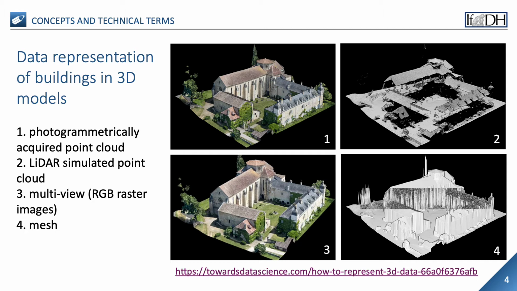Florent Poux has put these representations together very clearly in his blog, using the example of an abbey in southern France. On the one hand, there are 3D models in the form of point clouds, which were created either photogrammetrically or with a laser pulse-based scanner when flying over the abbey. Multi-view images in the form of RGB raster images can be generated from the point clouds, or a polygon mesh can be calculated.